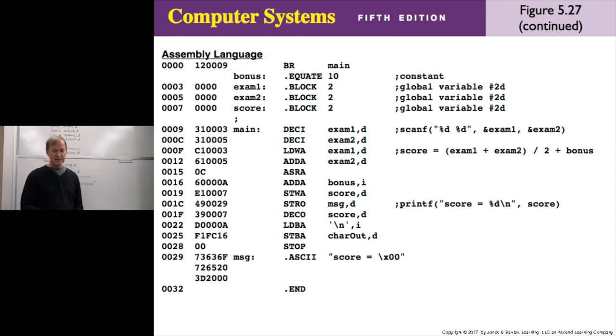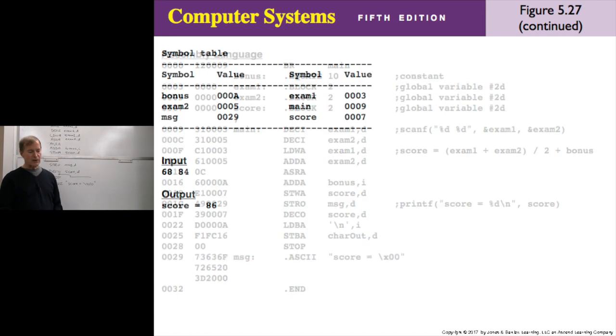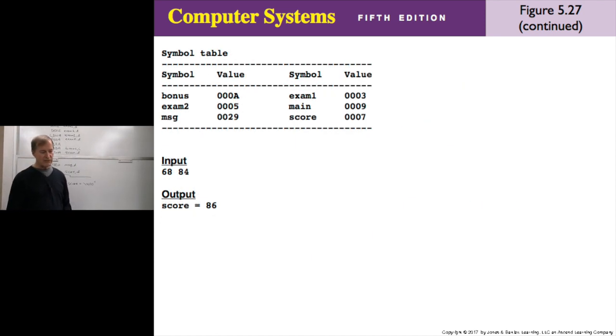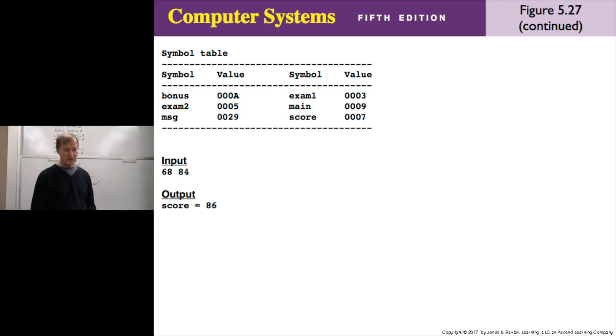And now look at this next part of figure 5.27. What is the value of exam 2? 0005. So if you come back up here to the listing, where is exam 2 stored? At 0005. But here, if we look at the symbol table for bonus, what's the value of bonus? 000A. Is 000A an address, yes or no? No, it's not. It's the value that bonus was equated to. Is everybody clear? Everybody see how that works? Okay, good deal.